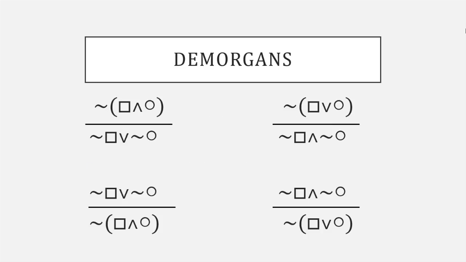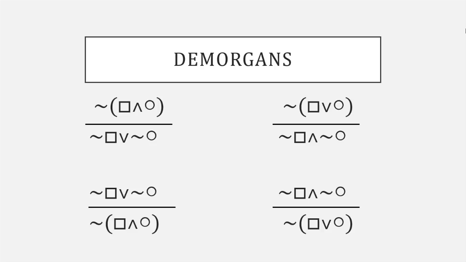OK, so De Morgan's has 8 versions, but they all do basically the same thing. They take the negation of either an and or an or statement and just kind of flip it. So if you have the negation of and, you get it's not the case that one thing, or it's not the case that the other. And of course, backwards: if you can infer one from the other, then you can infer the second thing from the first. And if you've got the negation of a disjunction, the negation of an or sentence, then you get not the first thing and not the second thing.